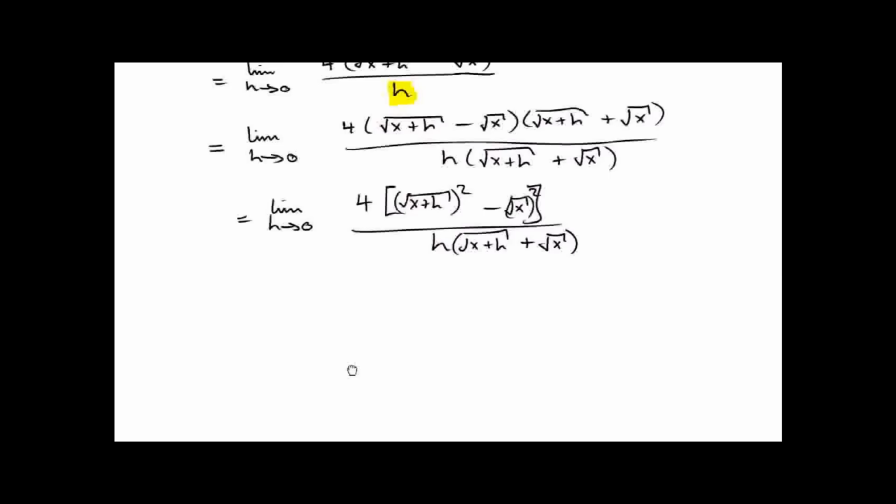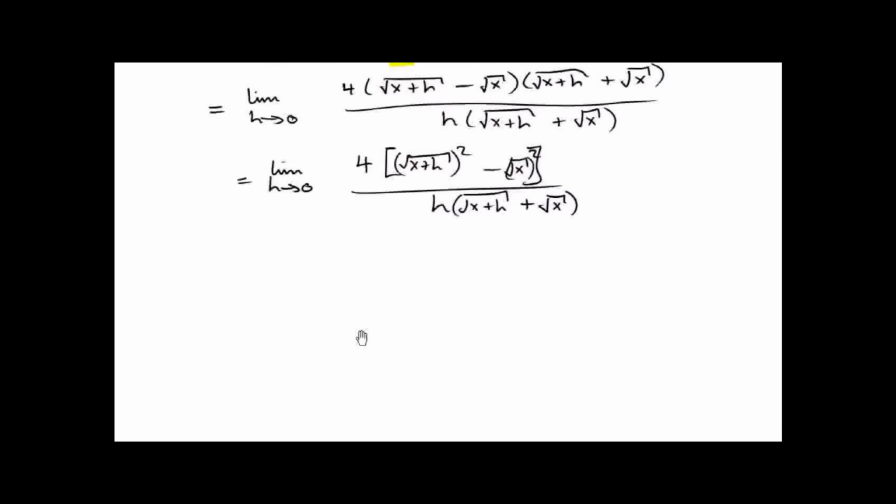Now, everybody in the room knows what squaring does to a square root sign. Cancels it out, doesn't it? So what's the square root of x plus h squared? X plus h. So that's equal to the limit as h goes to 0 of 4 multiplied by root x plus h squared, which is just x plus h, and then root x squared is just x. And that's all divided by h multiplied by root x plus h plus root x.